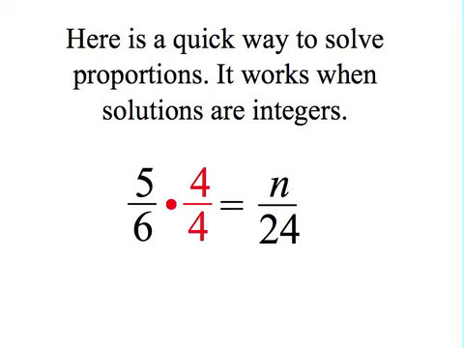So since 6 times 4 is equal to 24, then 5 times 4 is equal to n, so n is equal to 20. And we can say that 5 is to 6 as 20 is to 24.